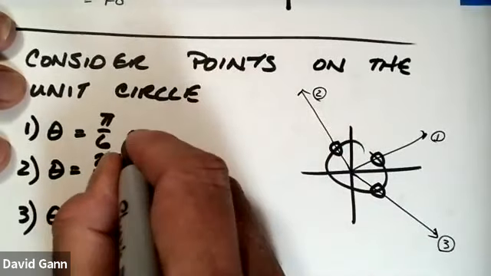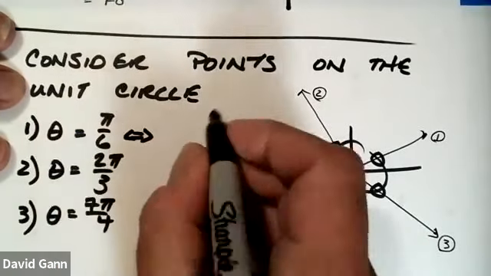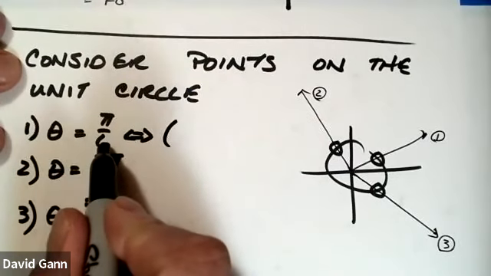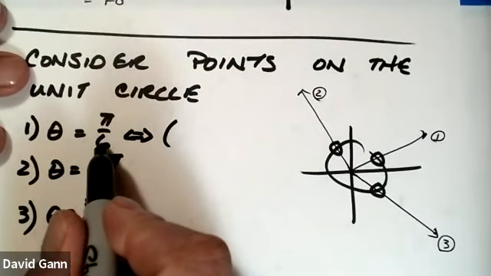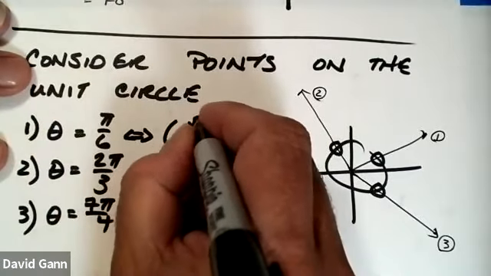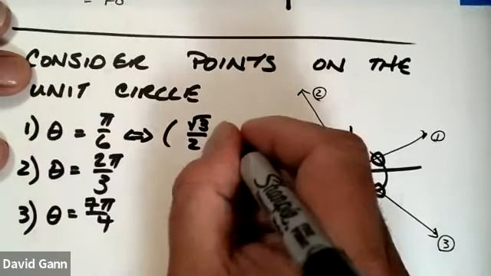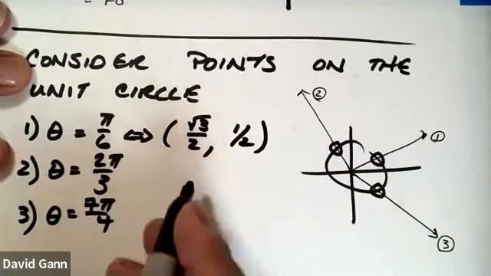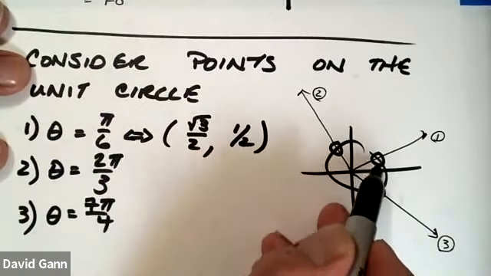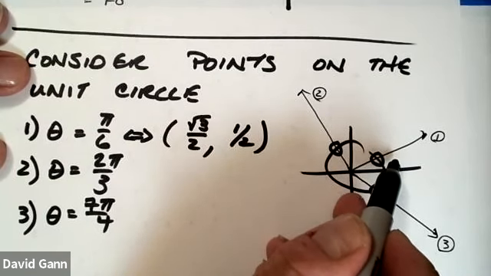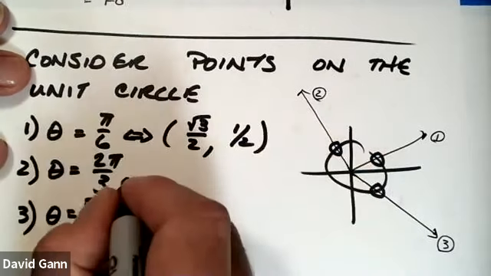So this corresponds to the coordinate, well, cosine of pi over 6 is square root of 3 over 2, and the sine of pi over 6 is 1/2. So that's the coordinate that's associated with the terminal ray of an angle whose measure is pi over 6 radians.